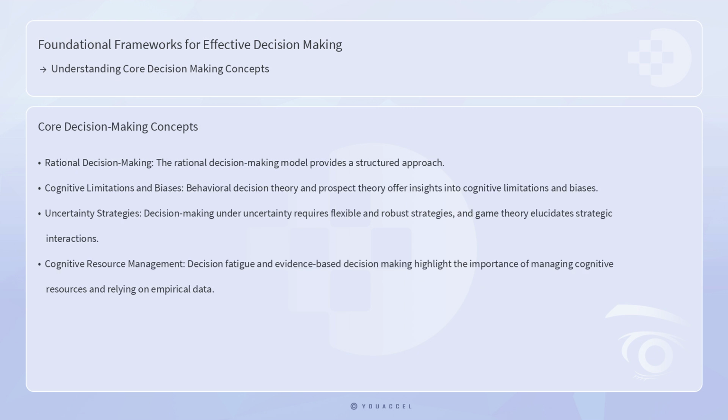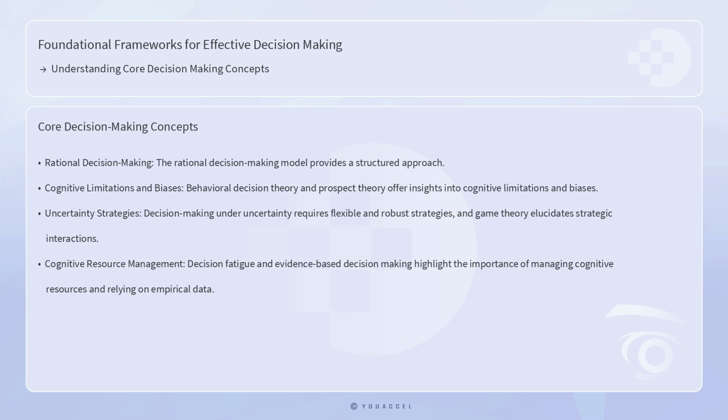In summary, understanding core decision-making concepts is vital for mastering strategic decisions. The rational decision-making model provides a structured approach, while behavioral decision theory and prospect theory offer insights into cognitive limitations and biases. Decision-making under uncertainty requires flexible and robust strategies, and game theory elucidates the dynamics of strategic interactions. Decision fatigue and evidence-based decision-making highlight the importance of managing cognitive resources and relying on empirical data.